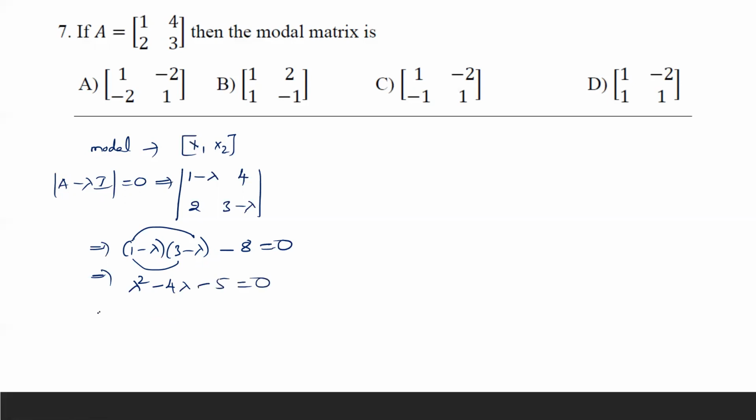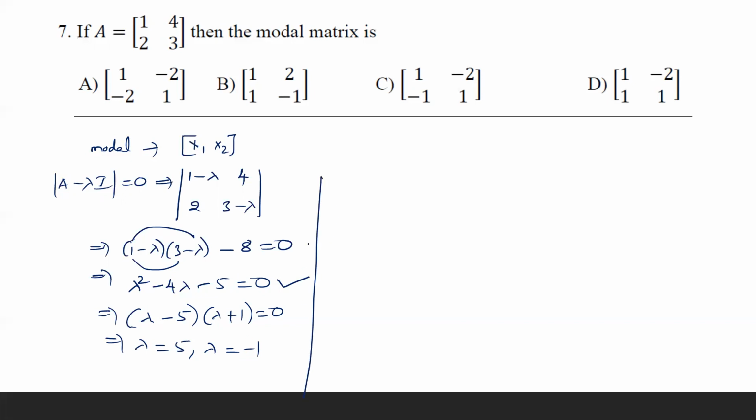Now if you factorize this, we can write it as (lambda minus 5) into (lambda plus 1) is equal to 0, and that's how we'll get the values of lambda as 5 and minus 1. You can use a calculator to solve this expression and get the eigenvalues. Then we got two eigenvalues, and corresponding to two eigenvalues we'll get two different eigenvectors.